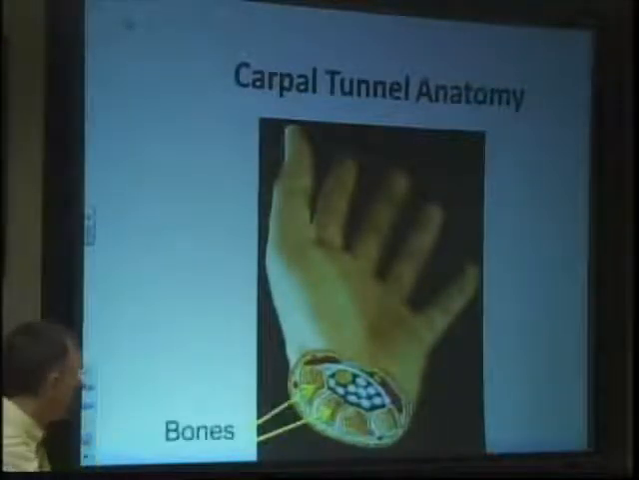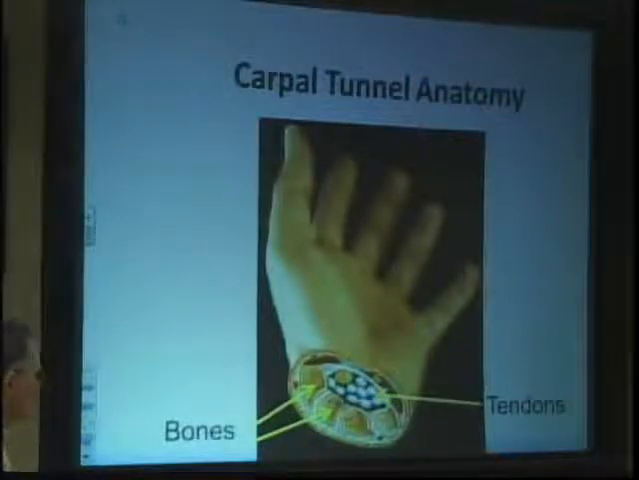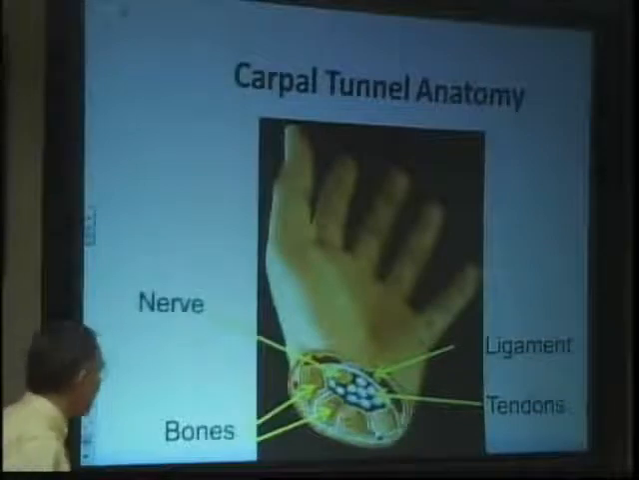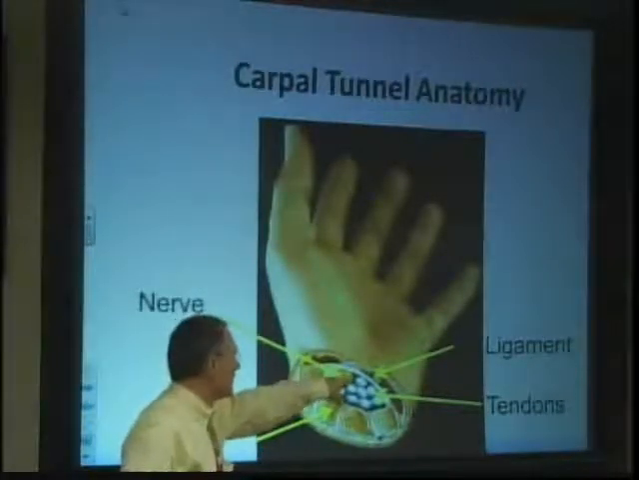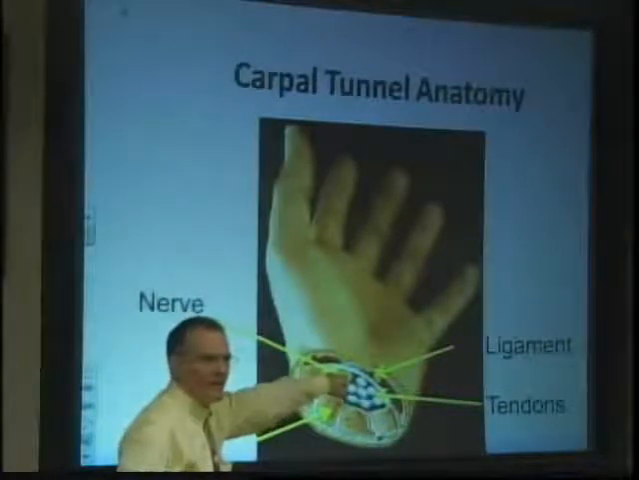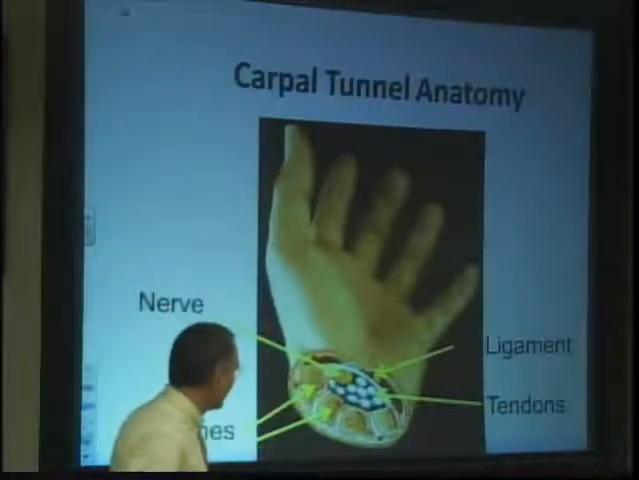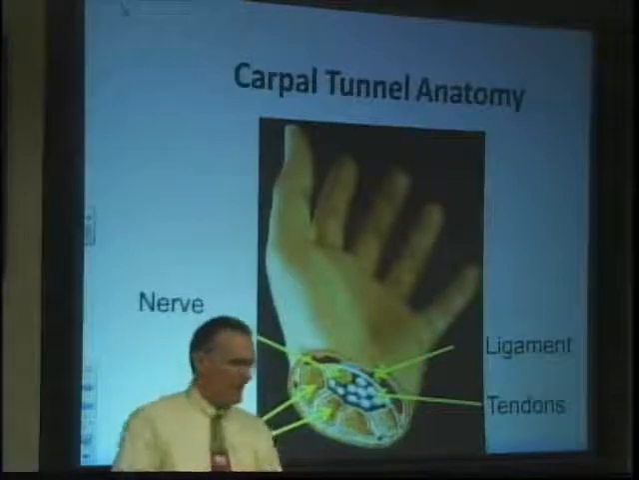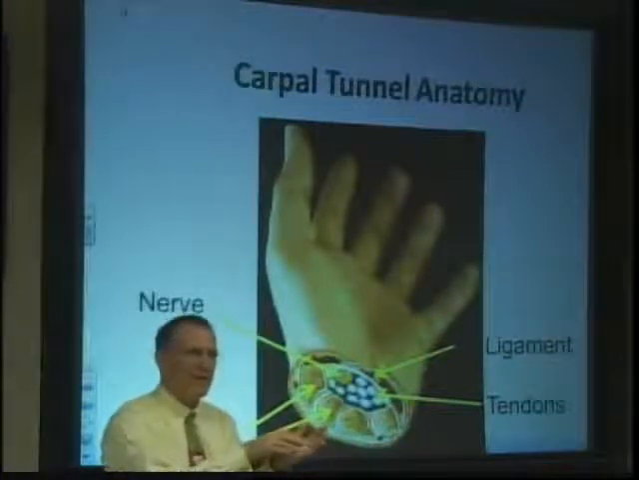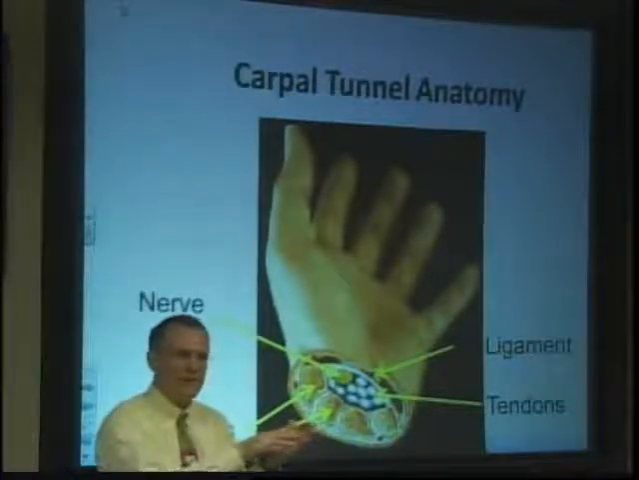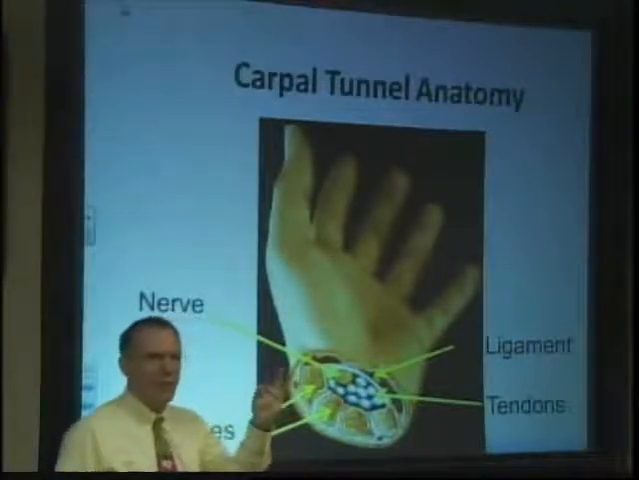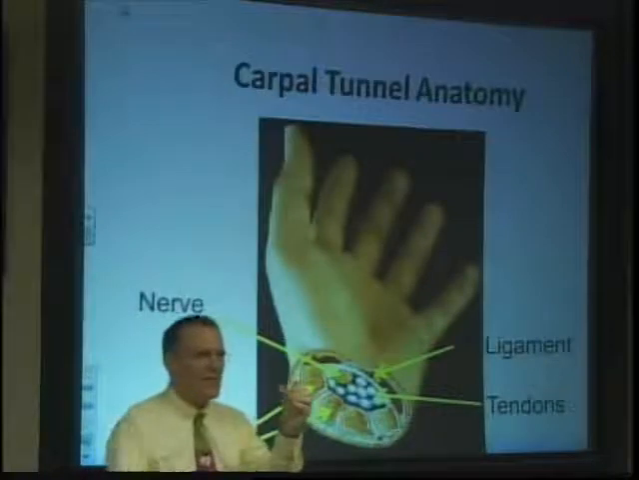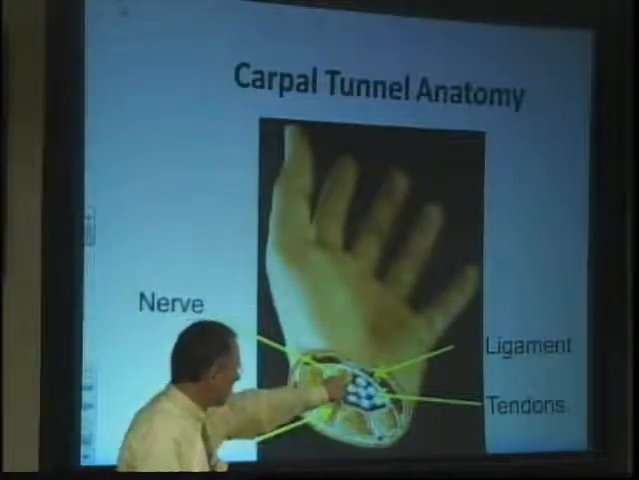So you've got the bones, the tendons, that transcarpal ligament, and then there's this very, very important nerve in the center of that tunnel. This is called the median nerve. That is a nerve that detects the sensations in your fingers. When your fingers touch, feel heat, cold, friction, anything like that, those sensations are sent through that nerve.